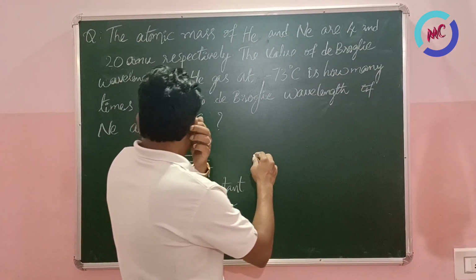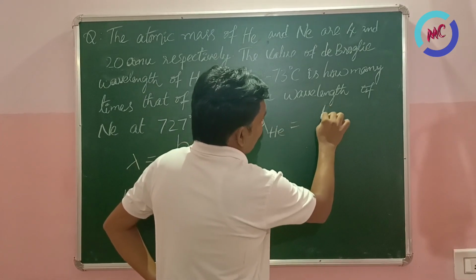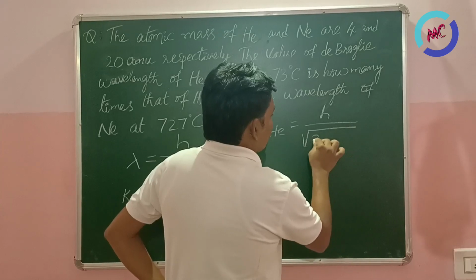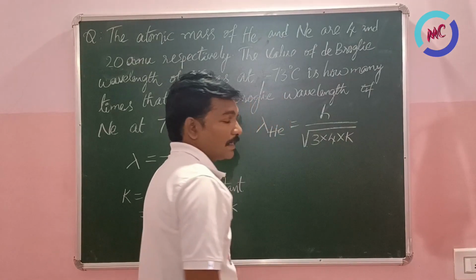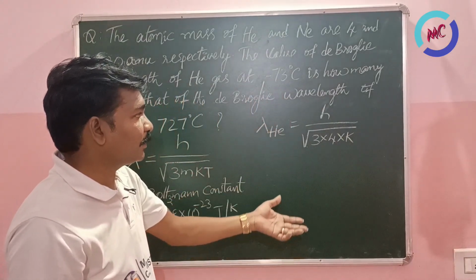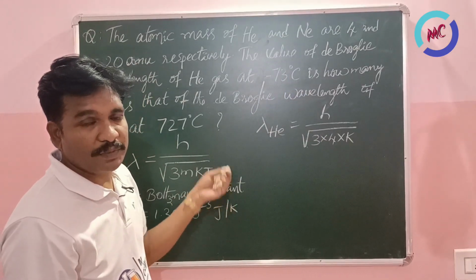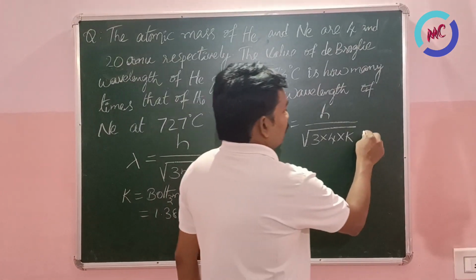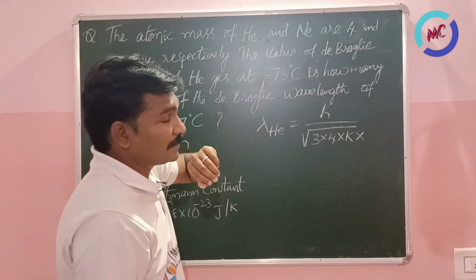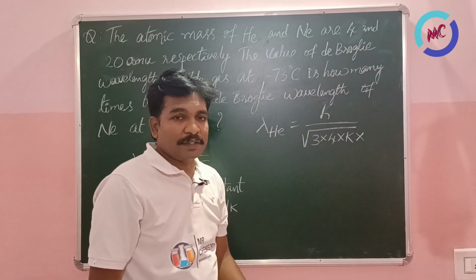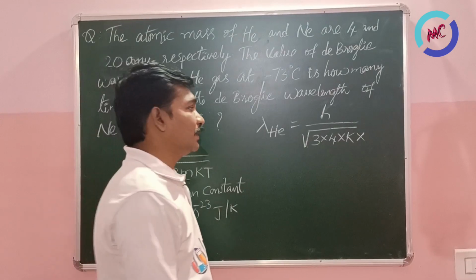We can write the wavelength of helium as h by root of 3, mass of helium is 4, times k. I am writing k itself instead of its value because we are going to cancel it, since we are going to find the ratio. The temperature of helium gas is minus 73 degrees Celsius. After converting into Kelvin, minus 73 plus 273 is equal to 200 Kelvin.